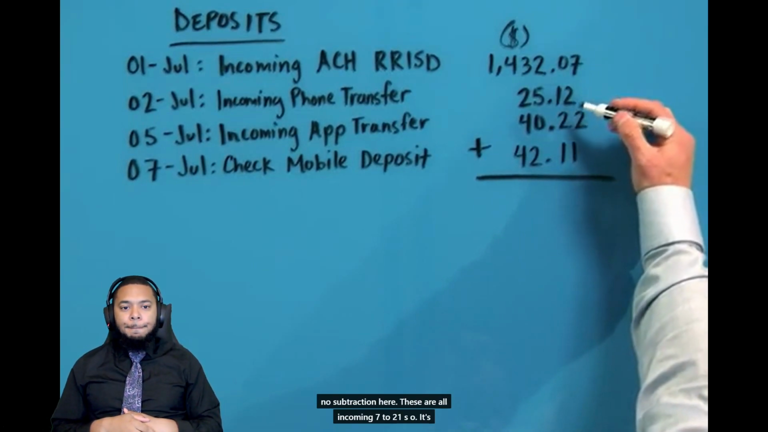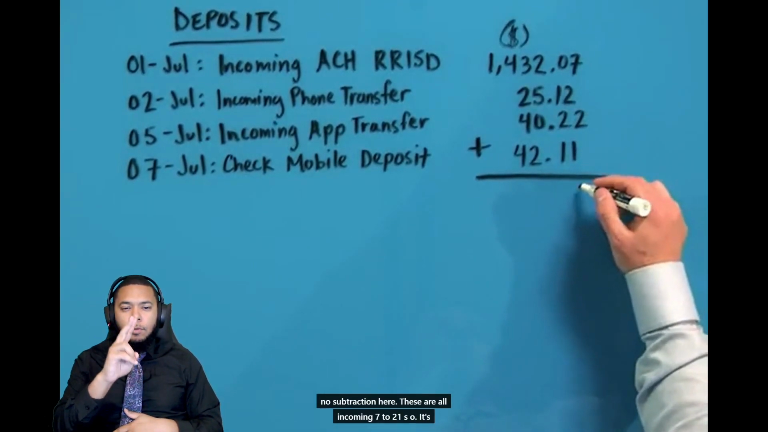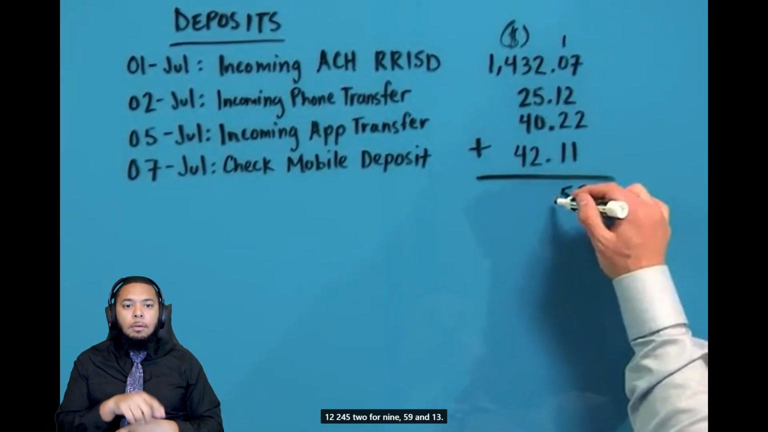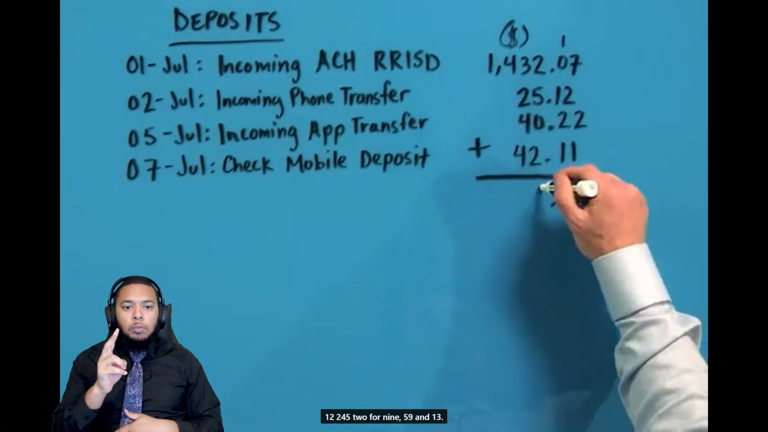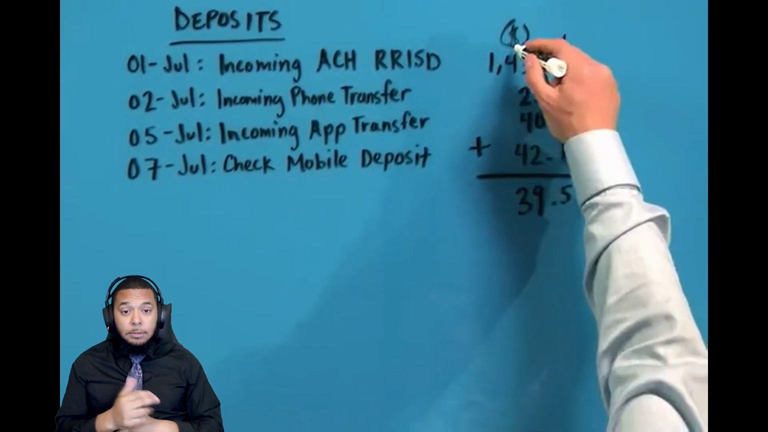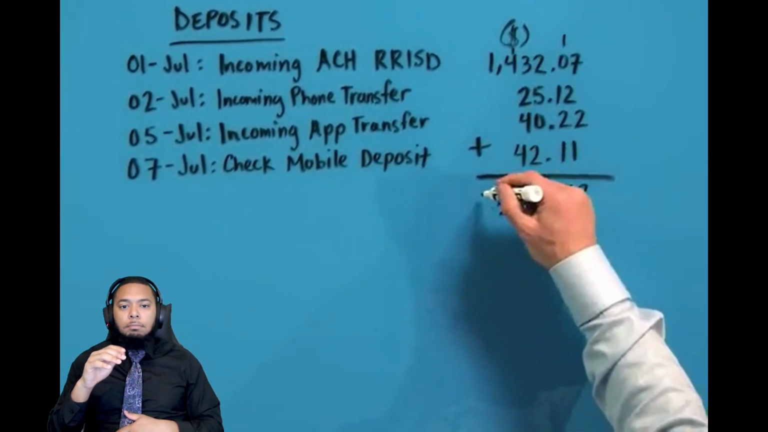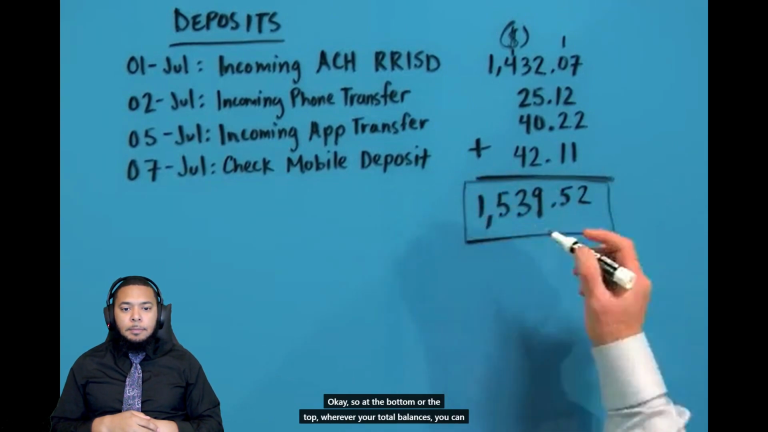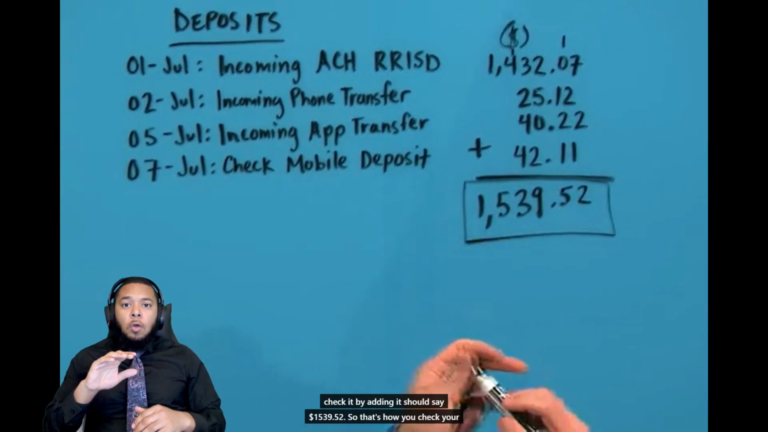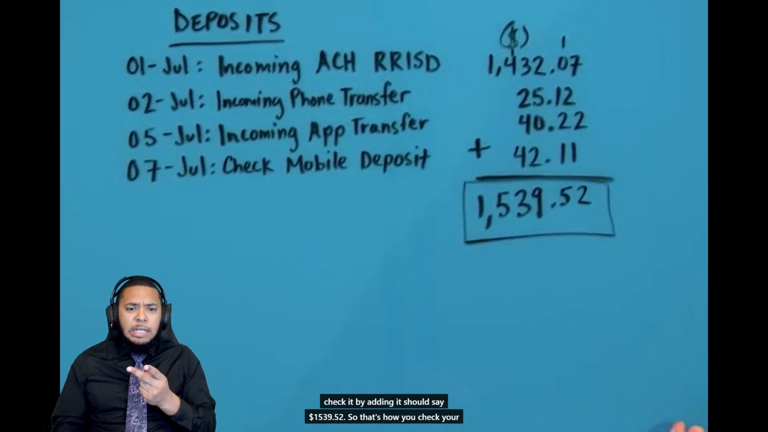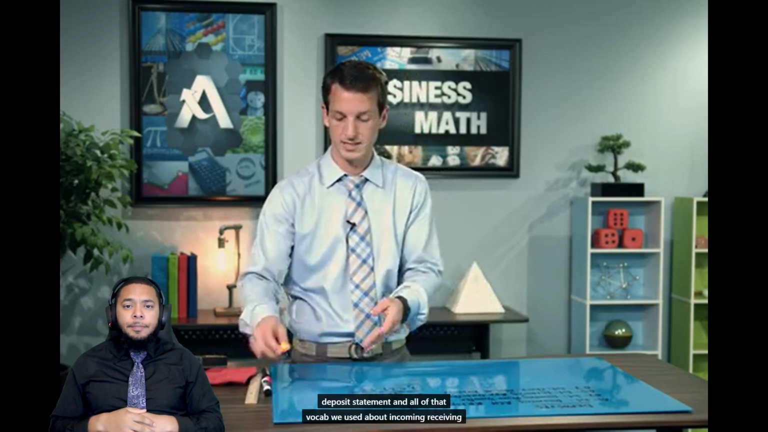7, 2, 2, 1, so that's 12, 245, 249, 5, 9, and 13. Okay, so at the bottom or at the top, wherever your total balance is, you can check it by adding. It should say $1,539.52. So that's how you check your deposit statement.